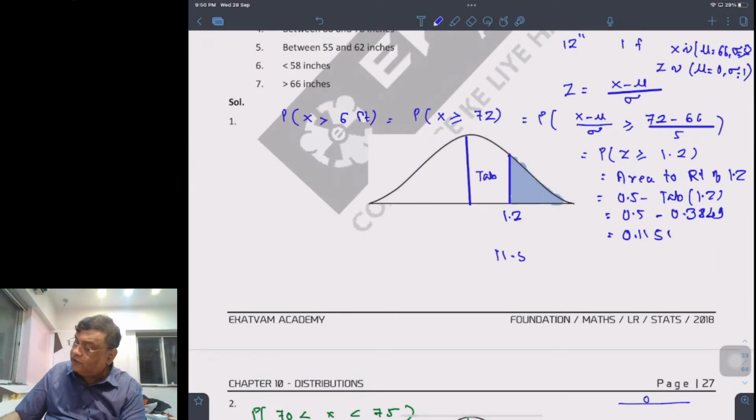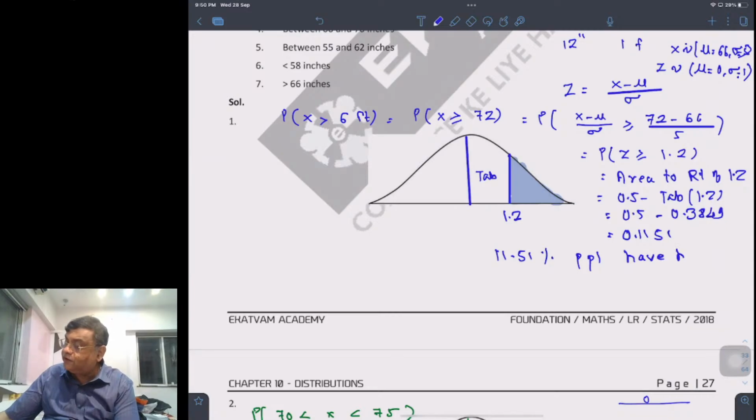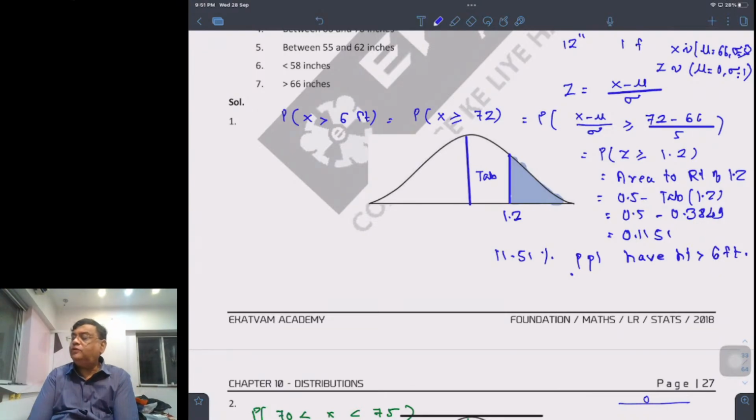That means 11.51% of soldiers have a height greater than what? 6 feet. Whatever the number of soldiers in the group, 11.51% of the soldiers have a height of more than 6 feet. I hope this is clear.